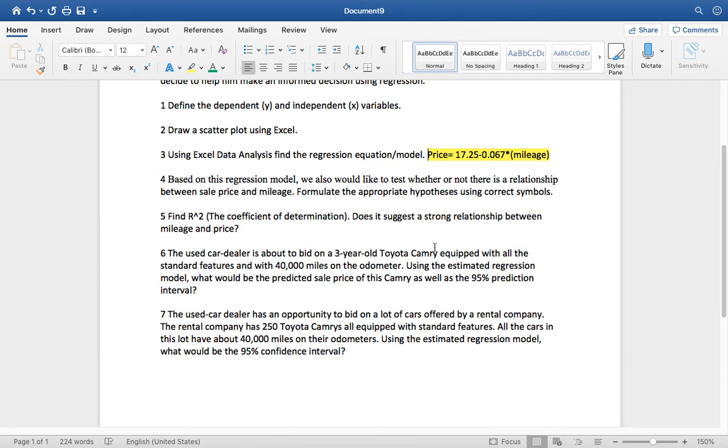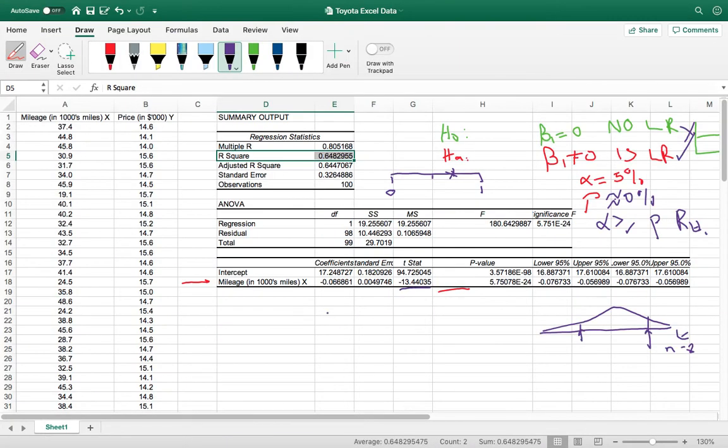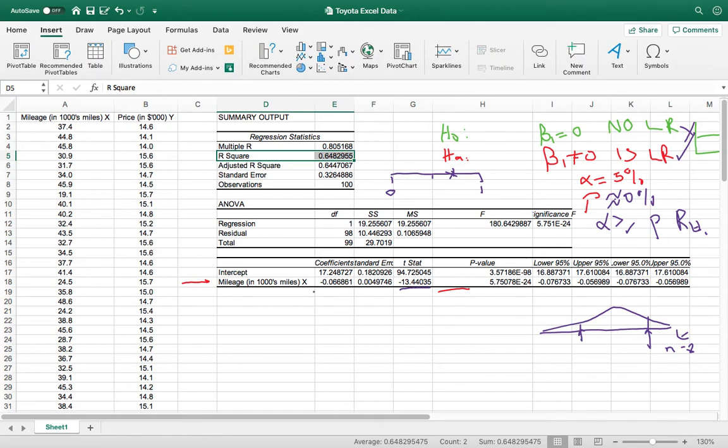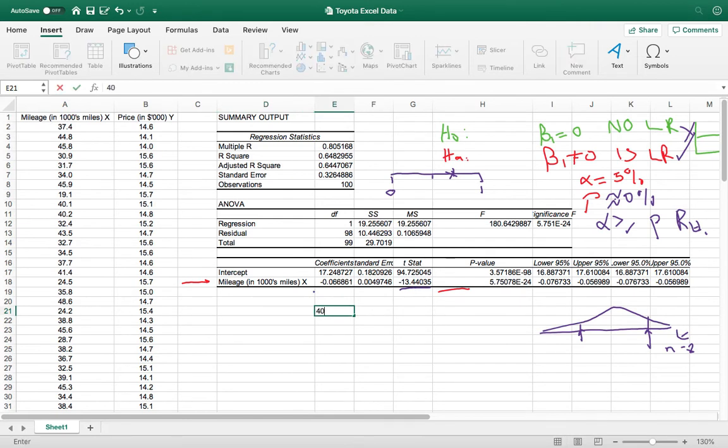So all I have to do is put my 40 into here. Not 40,000. I just need to put 40 into here because remember, we're dealing with thousands of miles. So we can do that, go back to the spreadsheet, and we can just put it somewhere down here. So the price of the car, if a car has 40,000 miles on it, let's just do it like that, 40. What's the estimated price of the car?